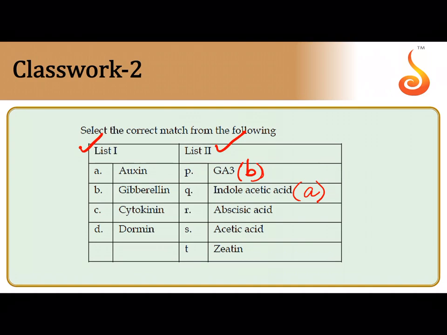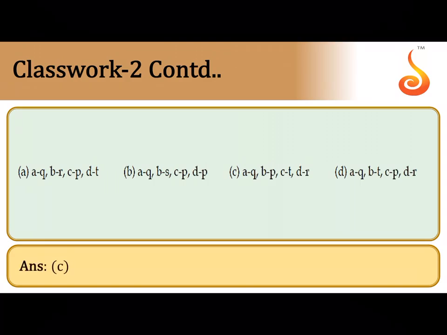And then we have seen cytokinin. Now cytokinin, a naturally obtained cytokinin, is zeatin from the corn kernel and coconut milk. So it is the option T in list 2. And dormin is one of the substances that was isolated from plants, and it exhibited growth inhibiting properties similar to abscisic acid. So this is the correct match the following. So according to the answer, it is the third option in the list.